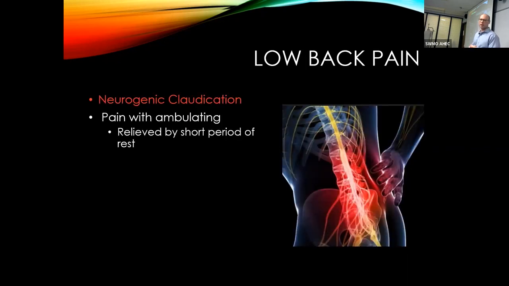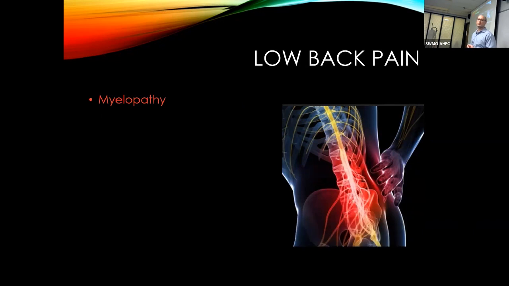So neurogenic claudication. Claudication is pain with walking. You can get claudication that is neurogenic or vascular. You've got to be able to figure that out. Do a good neurologic examination, and you'll figure that out. Go ahead. I want to get to this specifically, myelopathy.